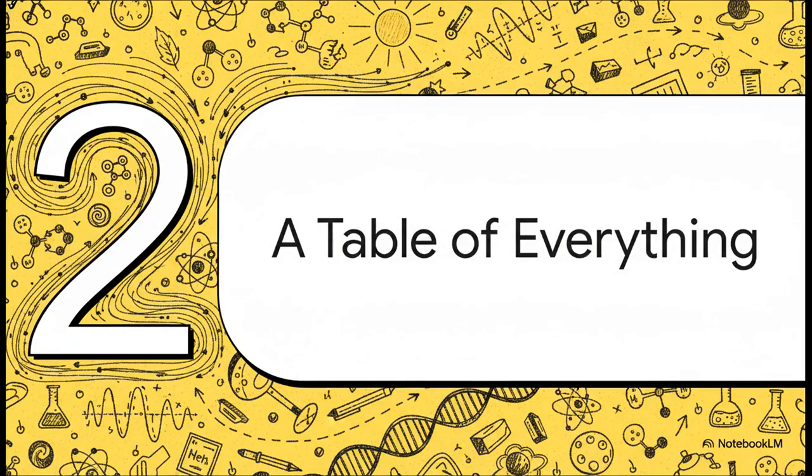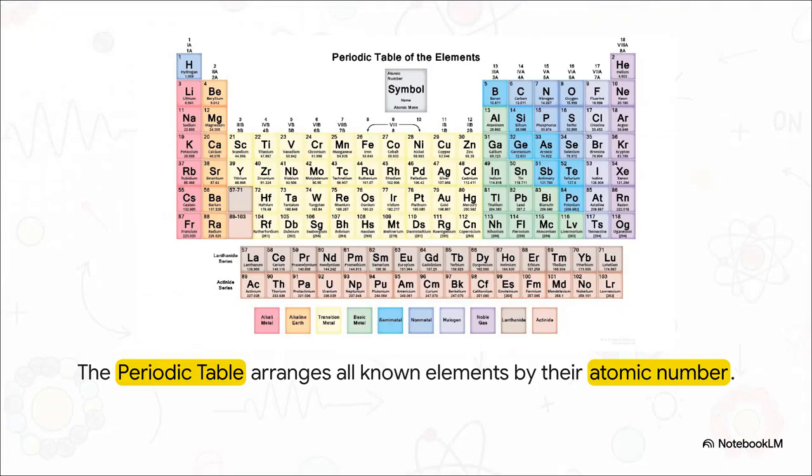Okay, so now that we've met the building blocks, let's check out the ultimate instruction manual for how they all fit together. You can think of it as the roadmap for all of chemistry. And here it is, the periodic table. This is basically a cheat sheet for the entire universe. It was first put together by the brilliant Dmitri Mendeleev way back in 1869, and it organizes every known element by its atomic number. That proton count we were just talking about.